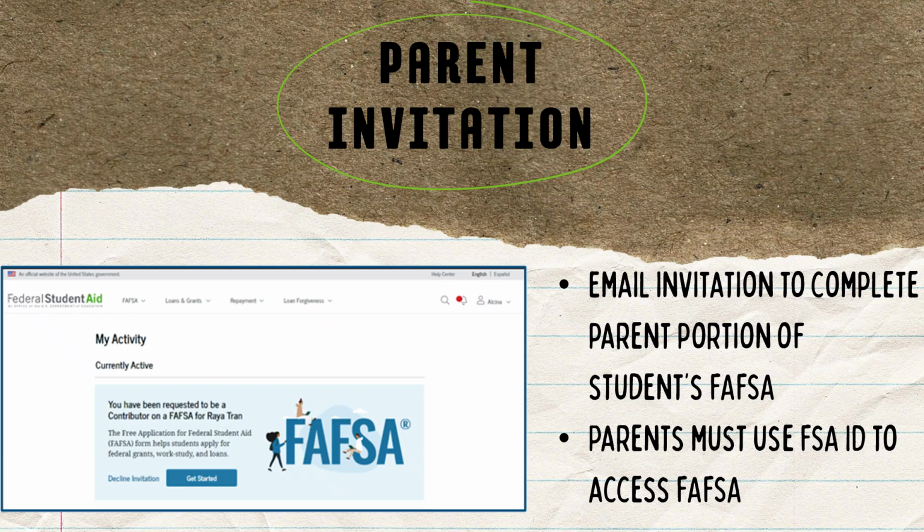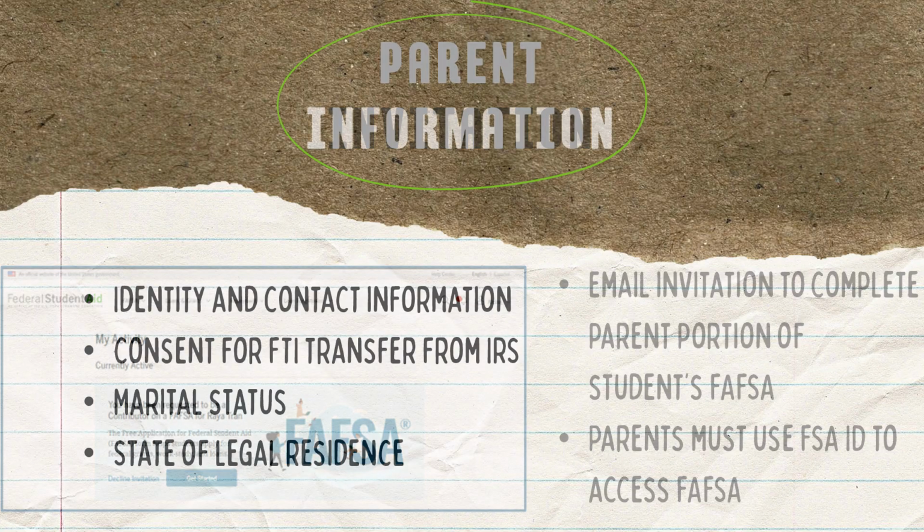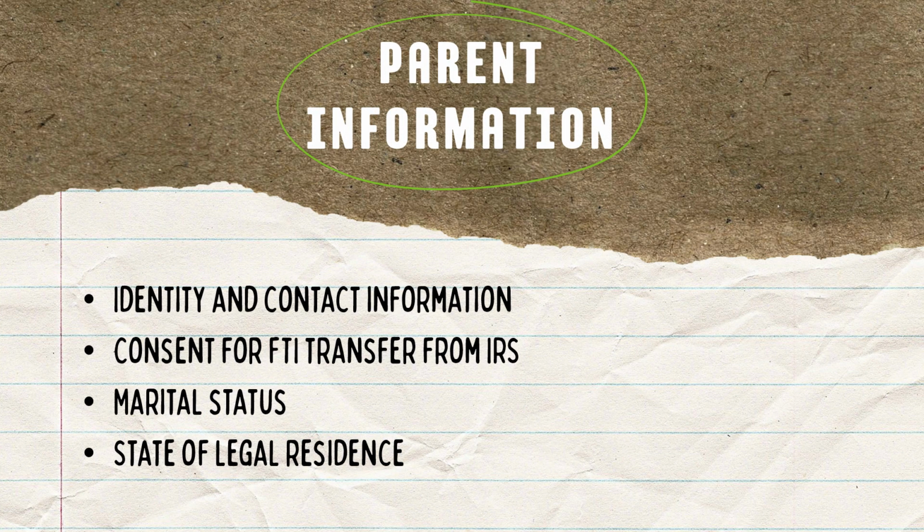The parent receives their invitation via email. They log in with their FSA ID to complete it. Parents only need one FSA ID, even for multiple children. This is the information collected from the parent in the FAFSA: identity and contact information, consent for FTI transfers from the IRS, marital status, state of legal residence. When asking for marital status, it is the status as of the day the FAFSA is submitted.